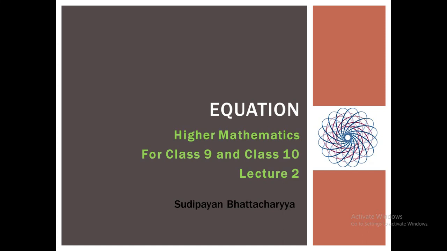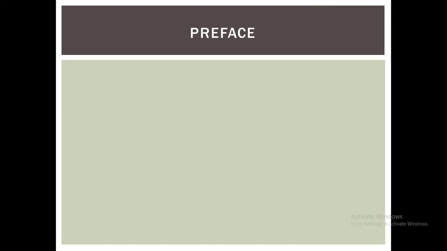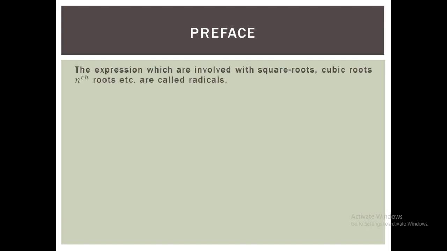Now let's start. So for preface, that is introduction, we are going to discuss radicals. What is a radical? The expressions which involve square roots, cube roots or nth roots are called radicals. Root over a square plus b square is a radical, and an expression involving a radical is minus b plus root over b square minus 4ac divided by 2a.